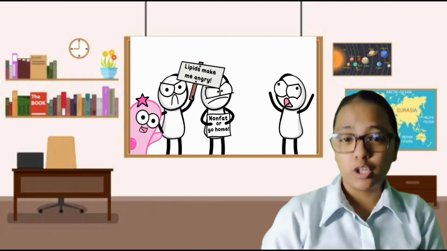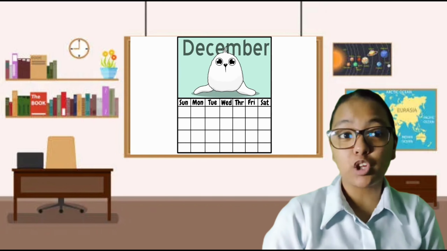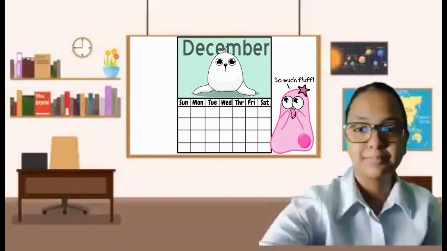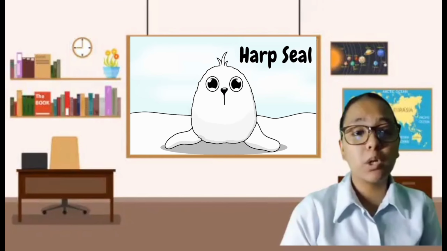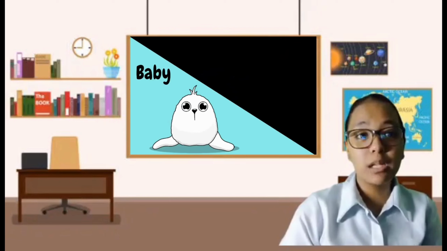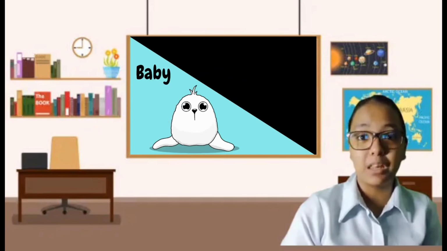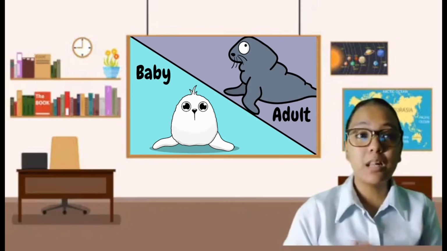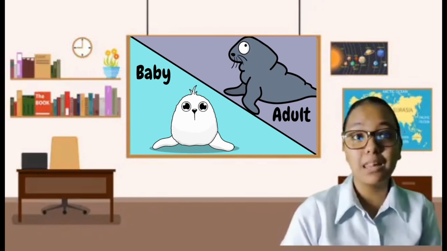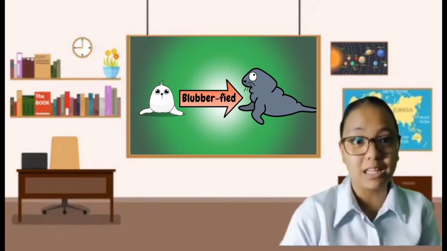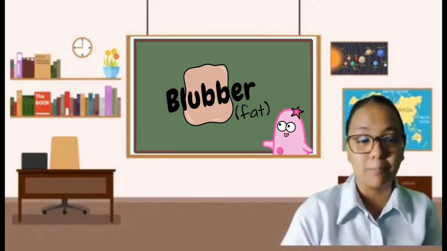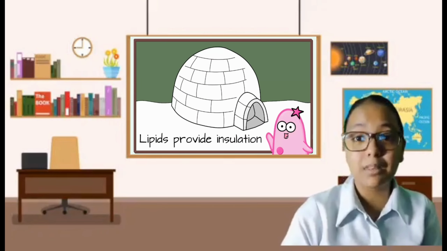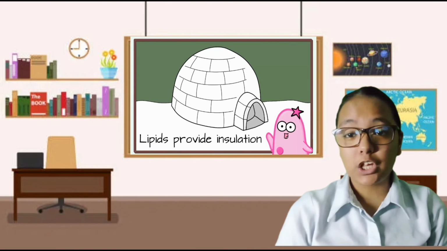For example, you know those really adorable seals that you see on calendars? They have this fluffy white hair. They are actually called harp seals. Well, they actually only look like that when they are babies. When they get older, they are not quite as cute. But in their little baby stage, they have a lot of this hair that they are born with that helps them keep warm. But over time, they have to develop blubber. It's fat and it helps keep them warm. Lipids are great for insulation.